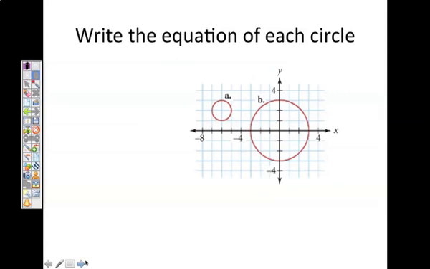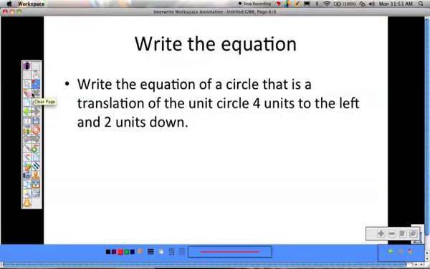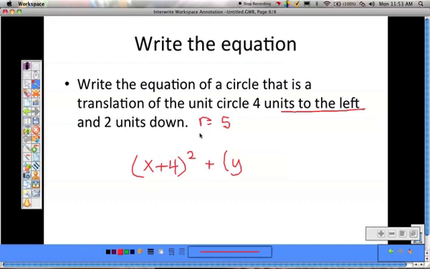Okay, let's do another one. Write the equation of a circle that is a translation of the unit circle, 4 units to the left and 2 units down, and let's give this a radius. So let's say radius equals 5, we'll say. Okay. So 4 units to the left, we're going to have x plus 4 squared. 2 units down, y, and remember now it's the opposite of down from 2, so we're going to do y plus 2. And then if the radius is 5, we're going to square it, we get 25.